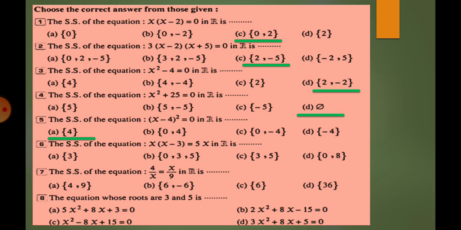Here it's like number 1. x times (x minus 8) equals 0. So x equals 0 and 8.